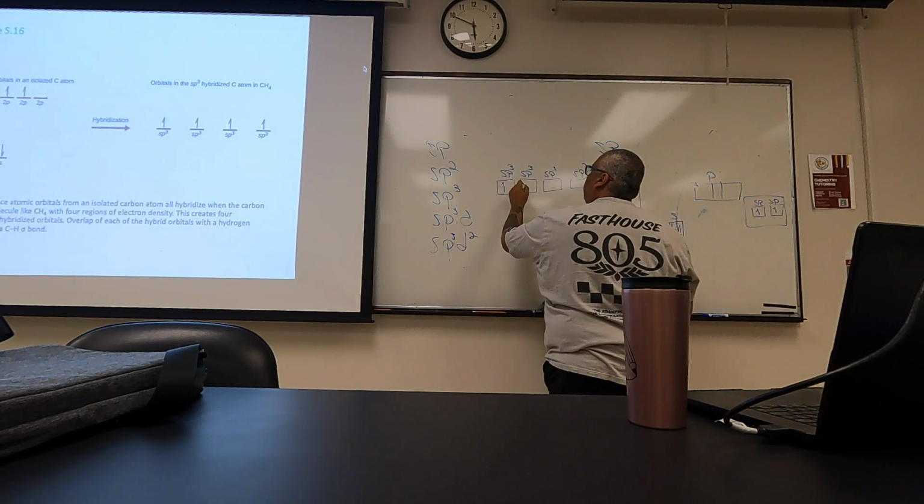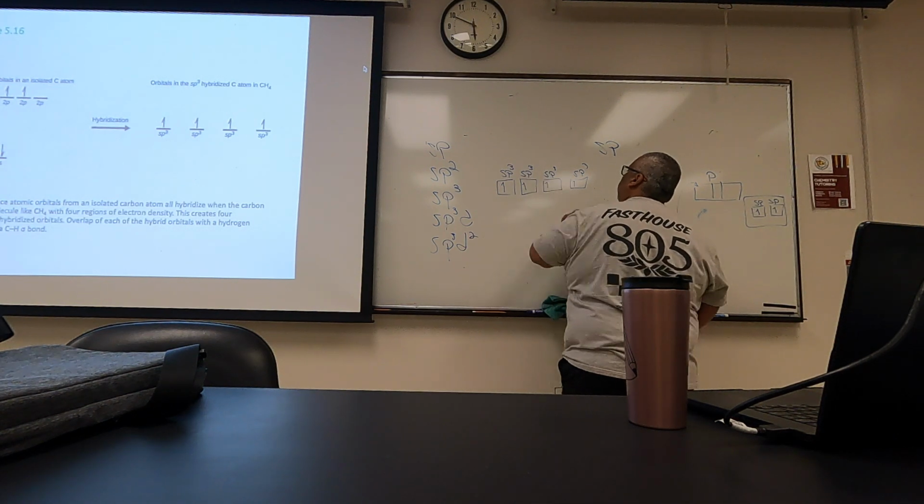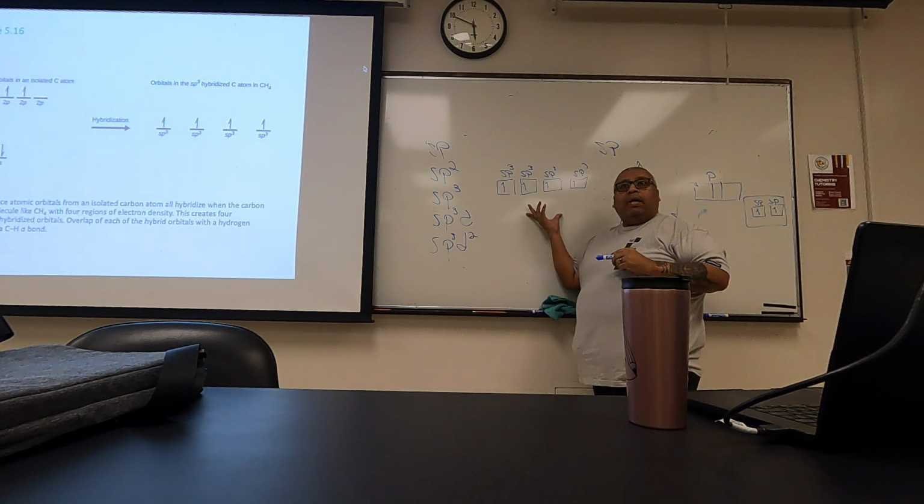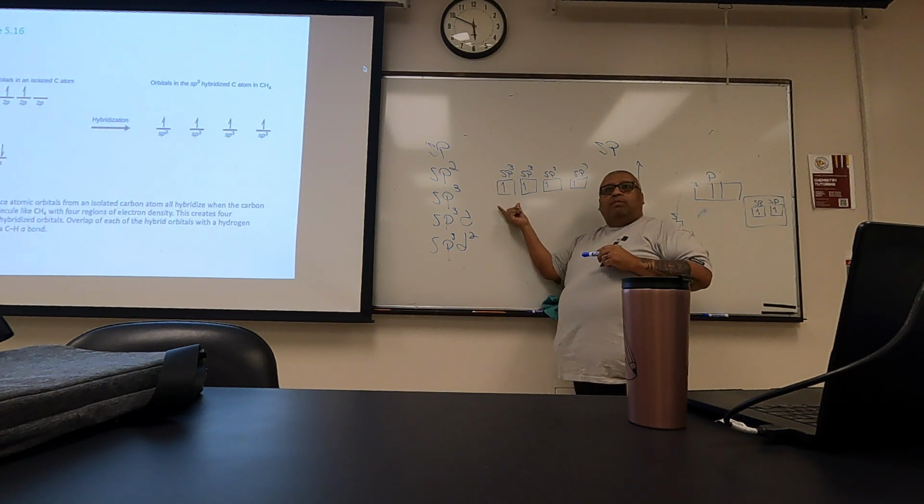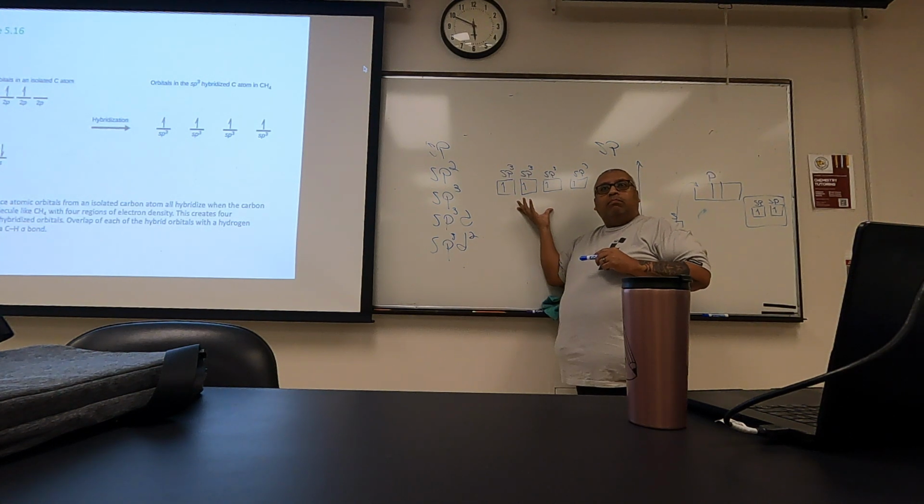And they each have an electron going this way. So these are hybridized orbitals. And now when they make a bond, these sp3 hybridized orbitals are going to make sigma bonds.